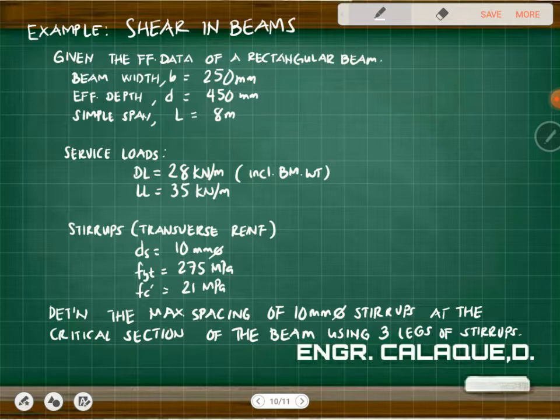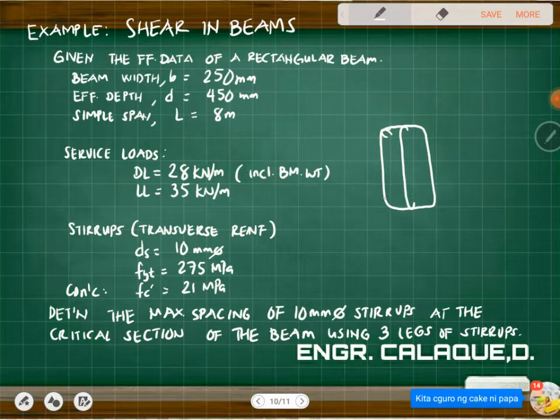So yung stirrups natin, yung diameter niya is 10 mm diameter. Yung yield stress niya is 275 megapascal. And for the concrete, yung f'c niya is 21 megapascal. Okay? So determine yung maximum spacing of 10 mm diameter stirrups at critical section of the beam using yung 3 legs of stirrup. So parang ganito yung itsura niya.